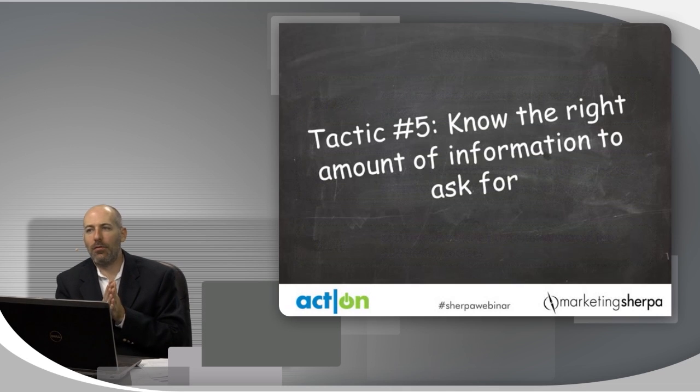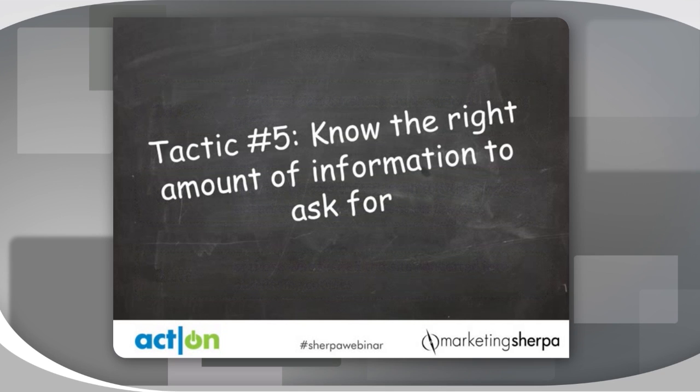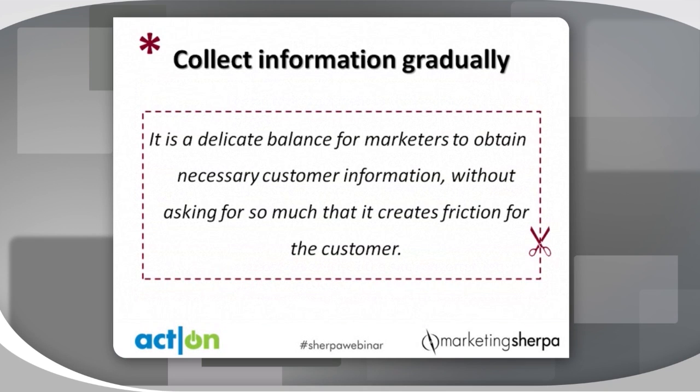Let's look at our last tactic. We have just a few minutes left. Know the right amount of information to ask for. As we talked about when we were talking about Act-On, you need that rich database with information to be able to personalize. If you don't know anything about your recipients, you cannot personalize, but you can also overwhelm those recipients. If you ask for too much information, especially too early in the process, you're going to create a lot of friction for your customers, and they're not going to give you that information. They're likely going to bounce, perhaps not sign up for your email list at all.